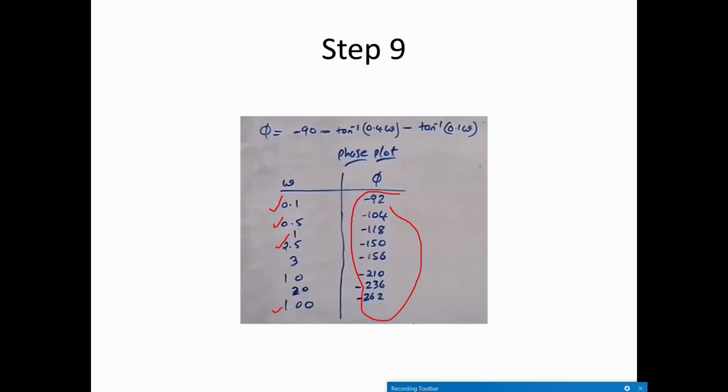So this is a very simple example that has been covered in this video tutorial.